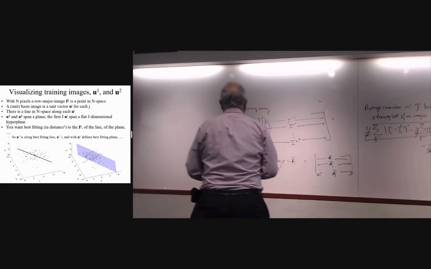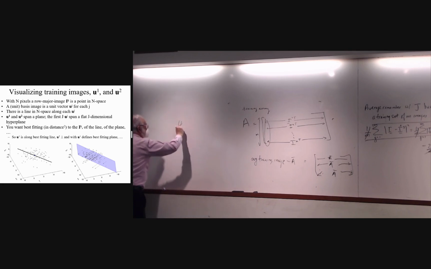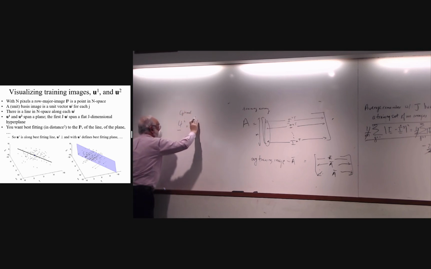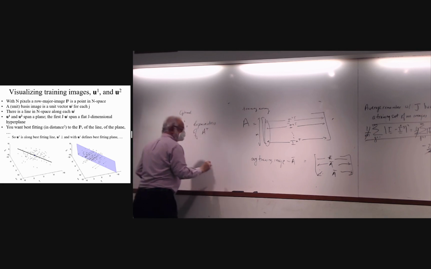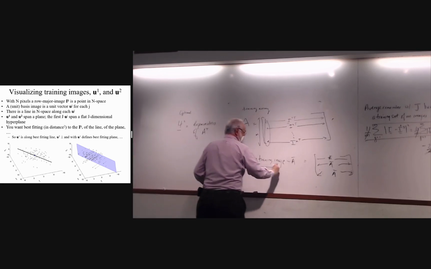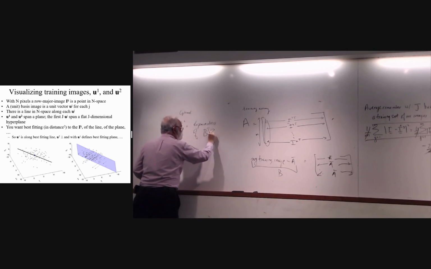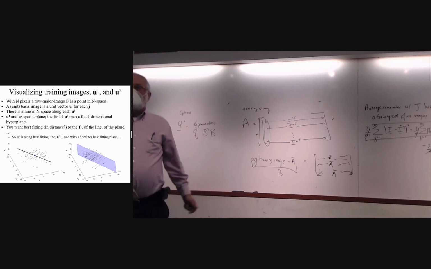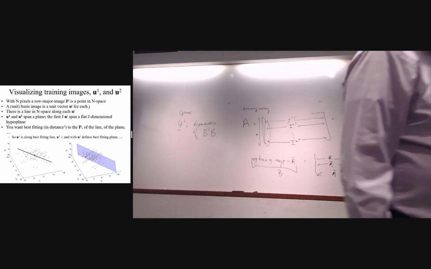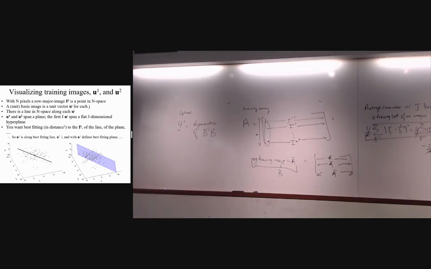And what we're going to end up showing is that the best psi's, the optimal ones, are the eigenvectors of, I need a name for this, let me call it B, of B transpose B. The whole thing turns into an eigensolution. I'm going to prove that next time.